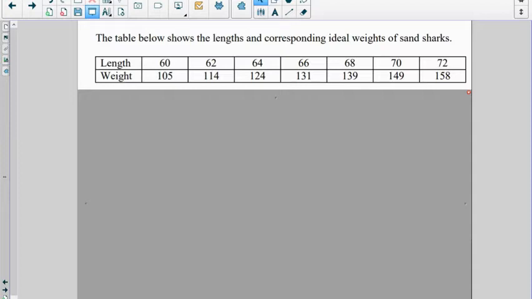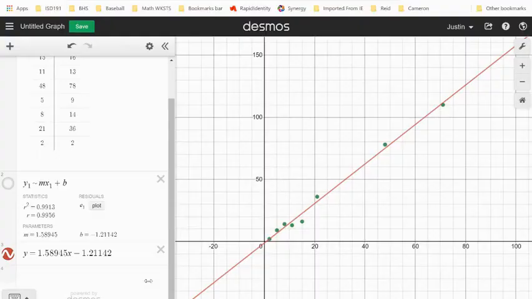So what we have here is a table that shows the lengths and corresponding ideal weights of sand sharks. So what we're going to do is start with making our scatter plot. To review some of the steps, we're going to go to desmos.com.